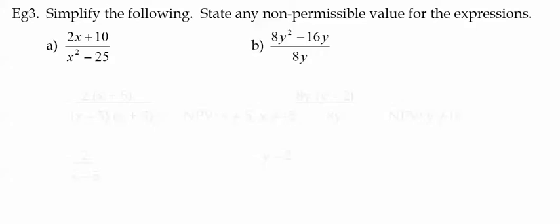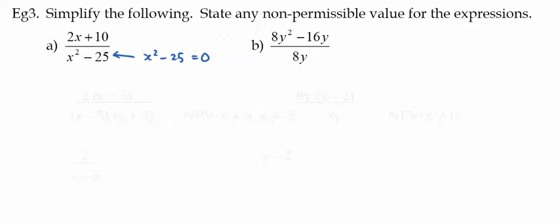For the first example, 2x plus 5 divided by x squared minus 25. Looking at the denominator, when you have anything divided by 0, this whole thing will be undefined. Or in other words, if this denominator is 0, there will be trouble with this rational expression.